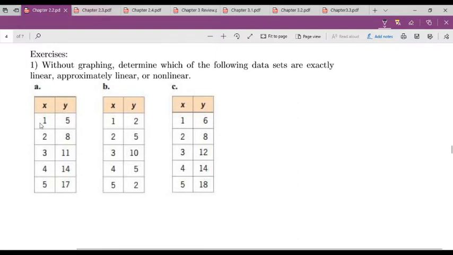So if we look at this one, it goes up 1, 2, 3, 4, 5. So it goes up consistently. All of them do, which is exactly what we need it to do. Now, the change from 5 to 8, if we find the first differences here, 5 to 8, that's a change of 3. 8 to 11, that's also a change of 3. 11 to 14, that's also a change of 3. And 14 to 17 is also a change of 3. All your first differences are the same. That means that your set is exactly linear. So A is your exactly linear one.